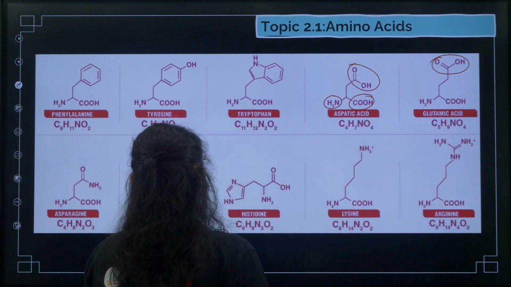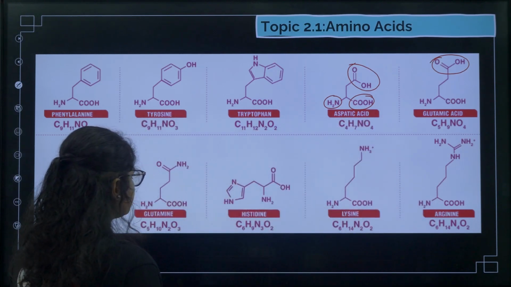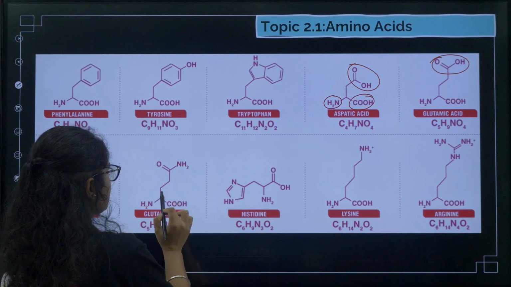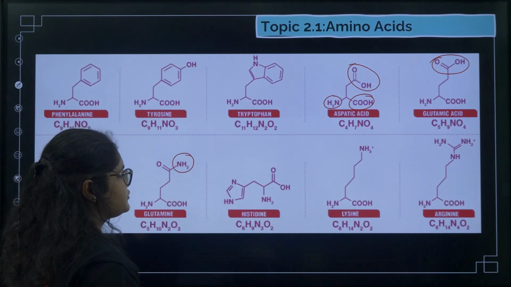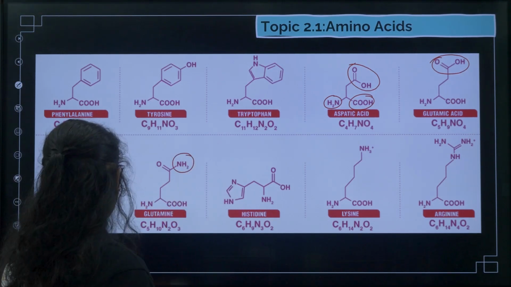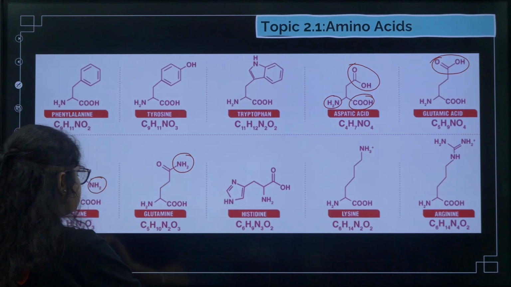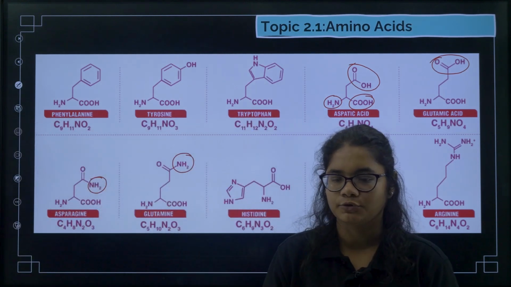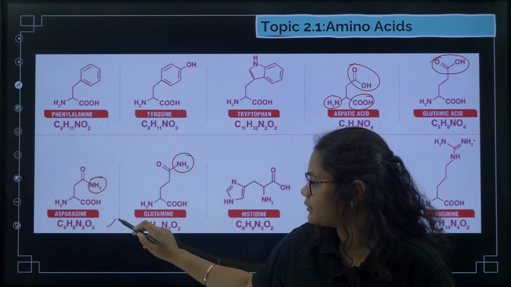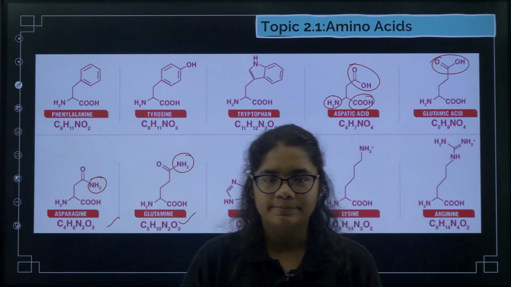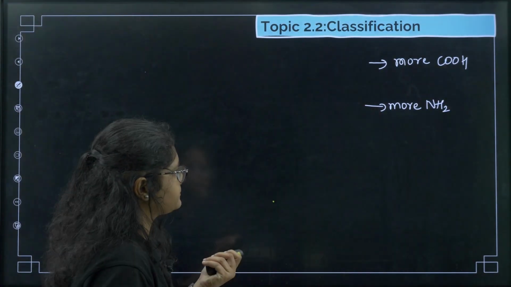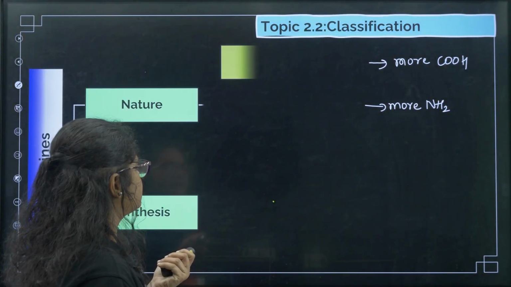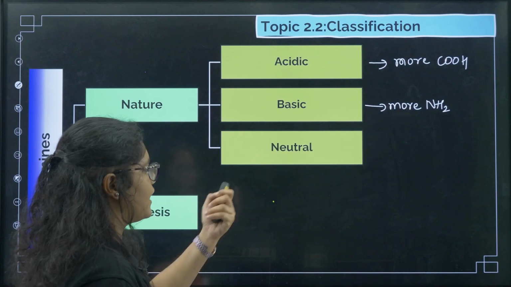Now if you see for basic group, you can see glutamine. Glutamine, you see there is an extra NH2 group in the side chain, right? And then you can see asparagine. Asparagine has also an extra NH2 group. So these groups make these amino acids basic in nature. Okay. So that is your acidic nature, basic nature and neutral.